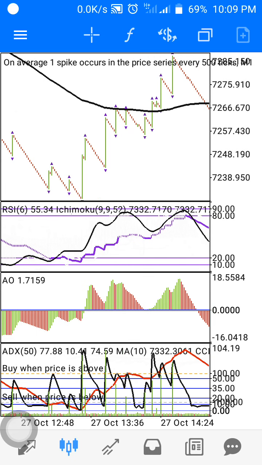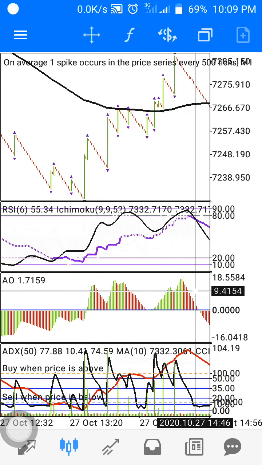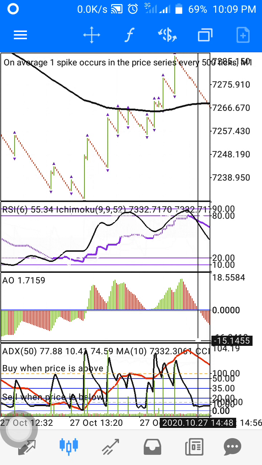All right, so another crossing is there. Something has happened there. Also another crossing has happened there. As it crosses here, look at the AO, it is on red already. We enter for 5 candles and take it.